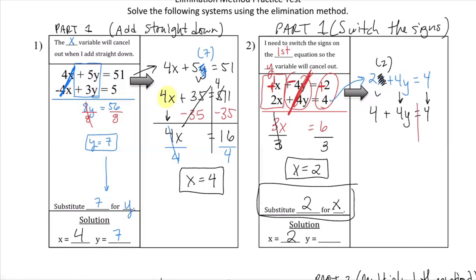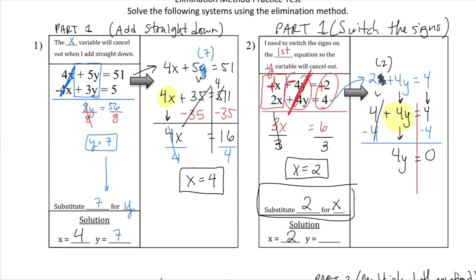From here, it's a simple two-step equation. I want to get the 4y by itself, so I need to get rid of that positive 4 in the front. I get rid of a positive 4 by doing minus 4 on both sides. Those 4's cancel. Bring down the 4y equals 4 minus 4 is 0.